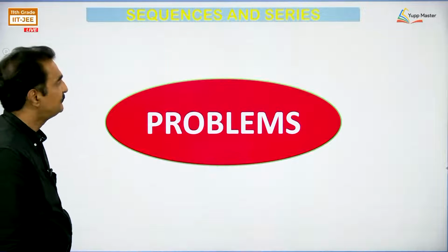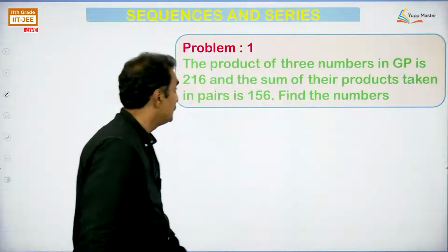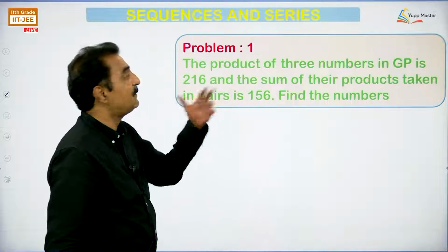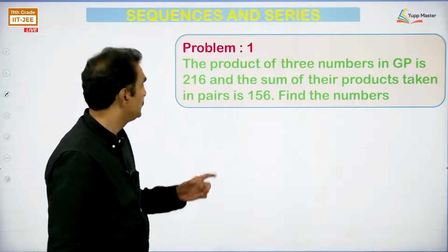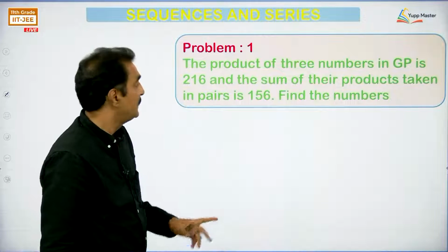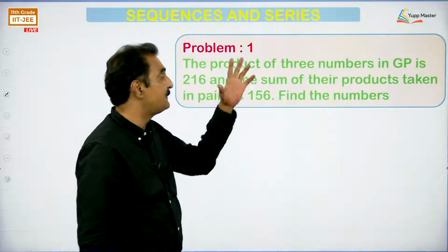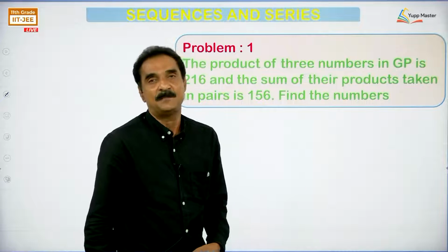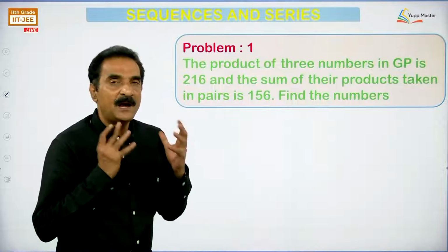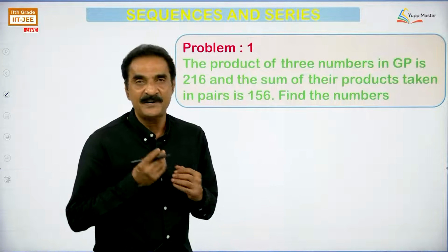Problem number 1. The product of 3 numbers in GP is 216 and the sum of their products taken in pairs is 156. Find the numbers. In AP, we have discussed a few points.